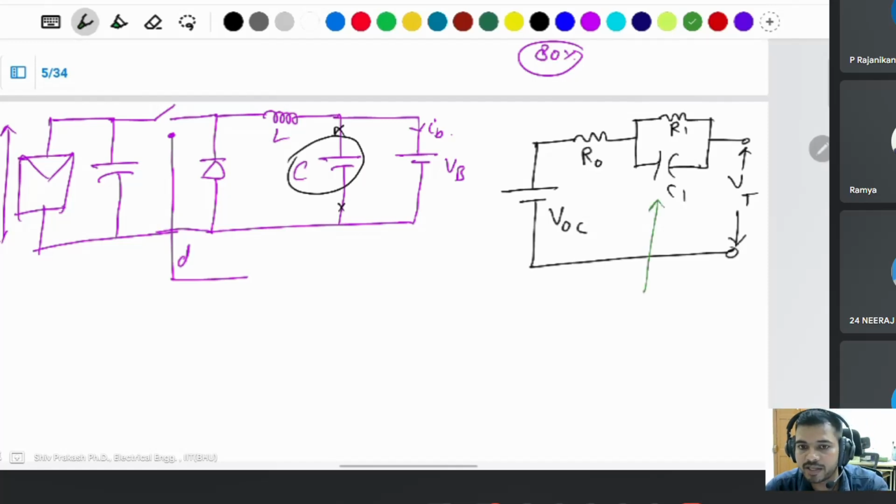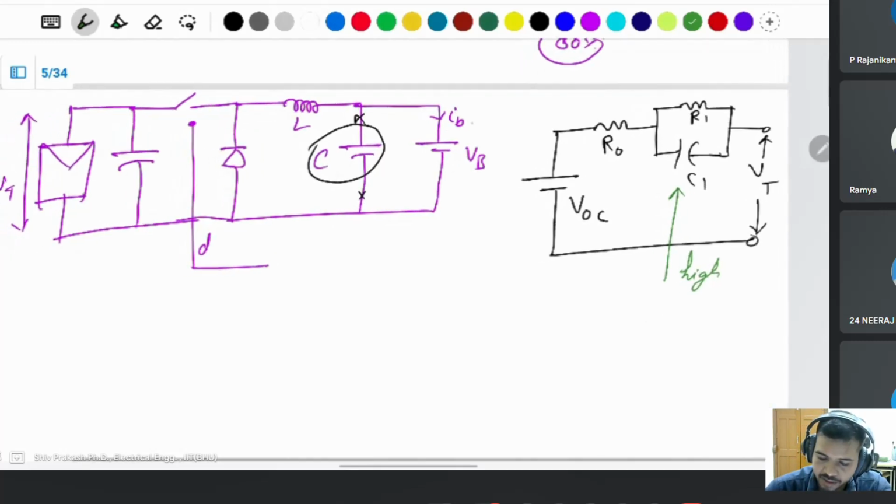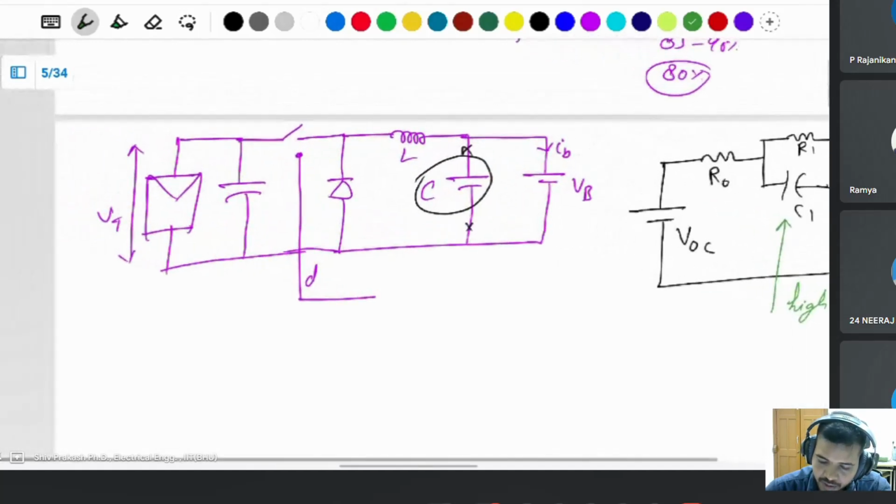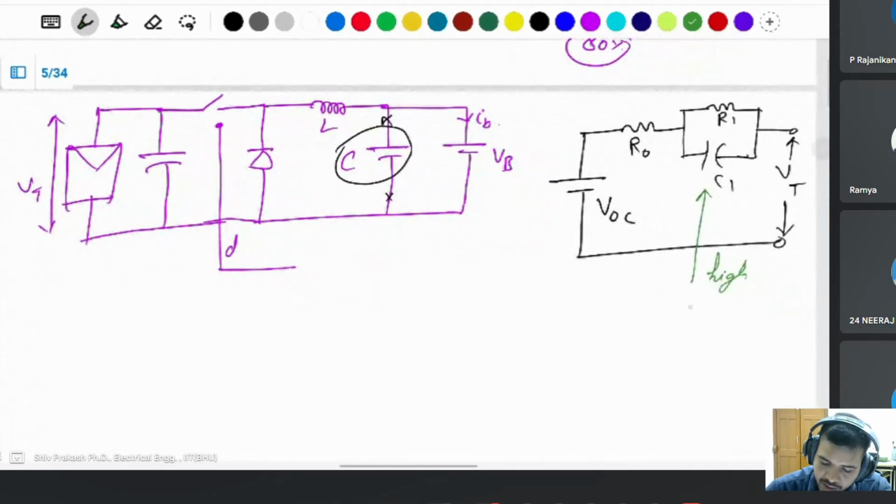If you estimate this parameter of a battery, it will be very high. A practical battery is around 500 farad, sometimes more than 500 farad. If you see in a laboratory, a capacitor is like 220 volt and 470 microfarad.